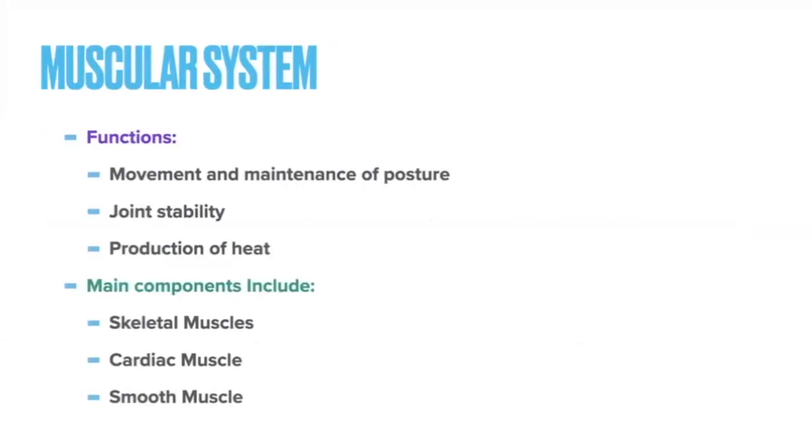Our muscular system. Muscles usually function in groups. Our body consists of over 600 muscles. Some of the main components: skeletal muscles. These are voluntary muscles attached to bones, responsible for movement like walking, lifting, and maintaining posture. Skeletal muscle movement results from muscle contraction or relaxation. Skeletal muscle includes all the muscles attached to the skeleton.